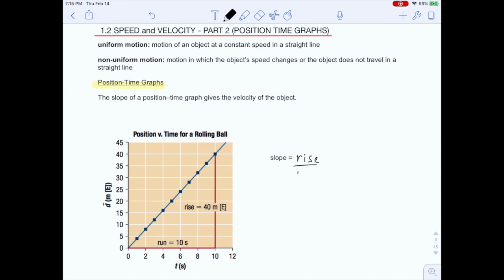Slope is defined as rise over run. In this case, delta y over delta x. Now we said that the y-axis is labeled position, so that would be delta d over delta t, the change in position over the elapsed time, or delta t. We can expand this to mean position number 2 minus position number 1 divided by t2 minus t1.